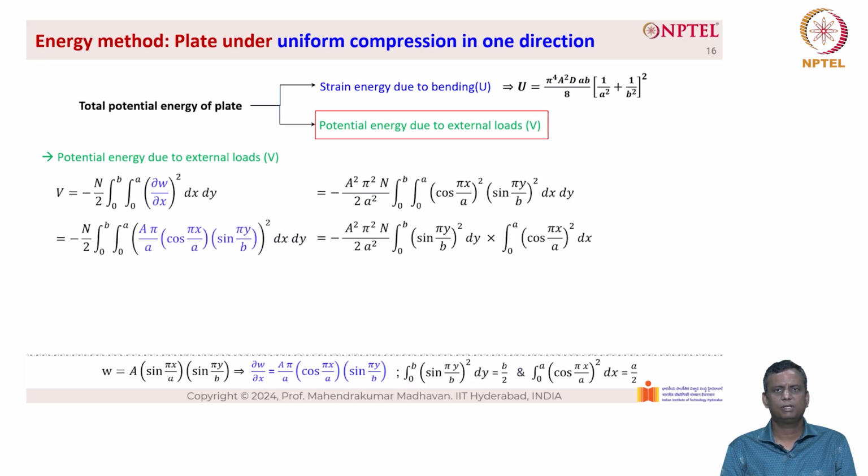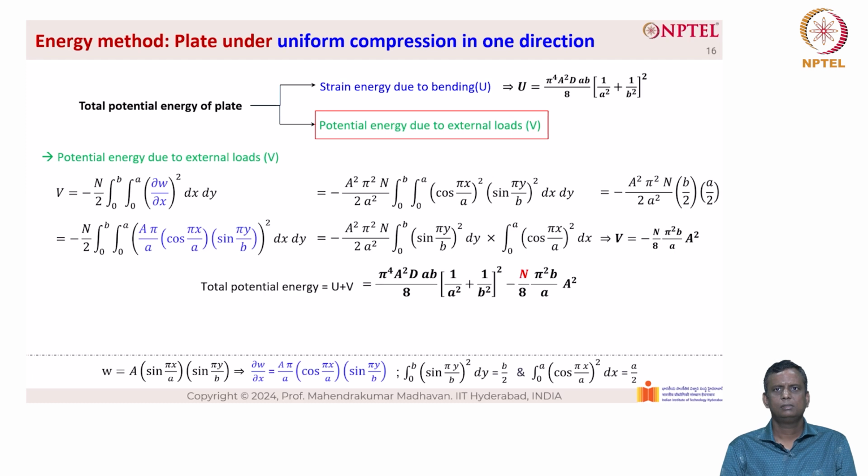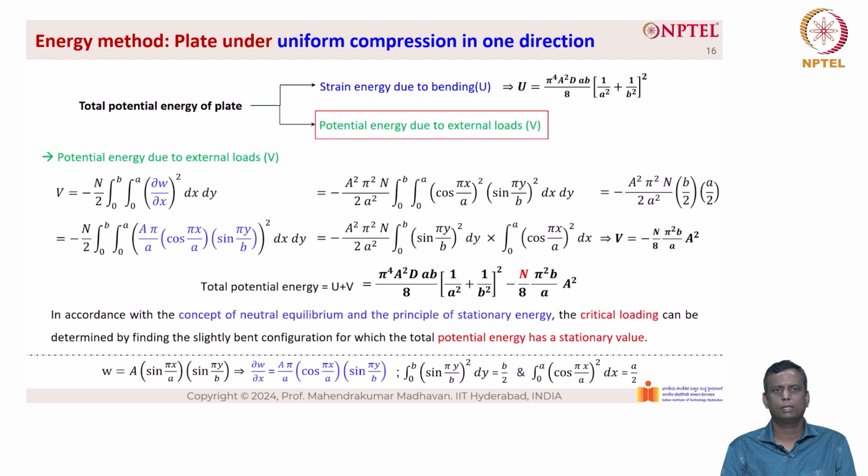When we simplify this further, we also know that the integral of 0 to b of sin² πy/b is equal to b/2 and the integral of 0 to a of cos² πx/a equal to a/2, and this simplifies the potential energy value as V equal to minus N/8 into π² b/a into A². Now let us add the two together to get the total potential energy, which is given as π⁴ A² D ab/8 into (1/a² plus 1/b²) the whole squared minus N/8 into π² b/a into A².